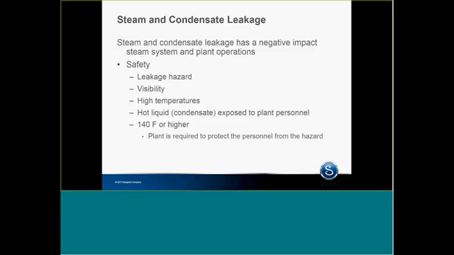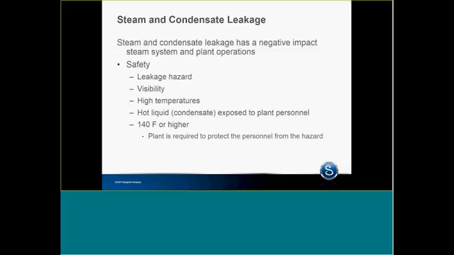Condensate leaks. Walking in a facility where they have condensate leaks, and the condensate is pouring down onto the ground level or the first floor or whatever floor level, and the condensate coming out is 212 degrees. OSHA says anything at 140 degrees or higher, we have to protect plant personnel from burn hazards, which is really good. So one of the things we have to do is correct steam leakage to protect plant personnel from the elevated temperatures.